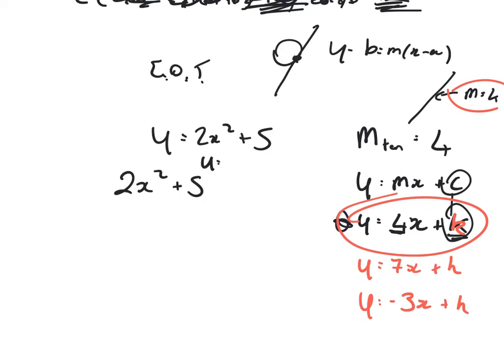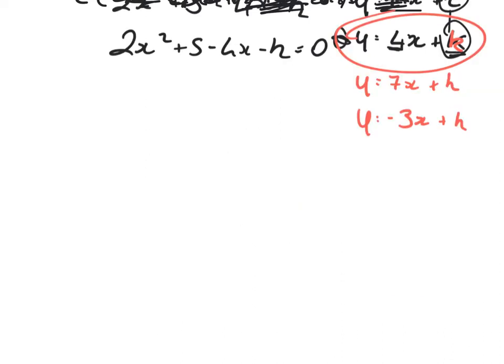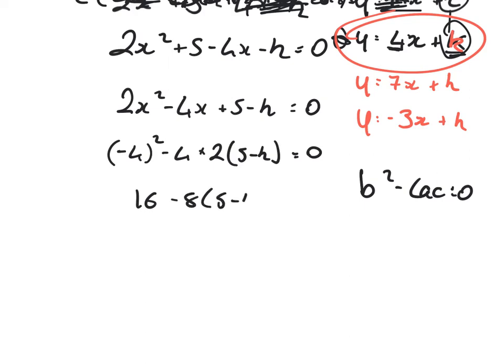Okay, so we can make y equal to y: 2x squared plus 5 is equal to 4x plus k. We're then going to bring everything across and make it equal to 0. 2x squared plus 5 minus 4x minus k is equal to 0. So that's 2x squared minus 4x plus 5 minus k is equal to 0. Now, since we're looking at the tangent, b squared minus 4ac is equal to 0. So that's minus 4 all squared minus 4 times a, which is 2, times c, which is 5 minus k, is equal to 0. That's 16 minus 8 bracket 5 minus k is equal to 0.